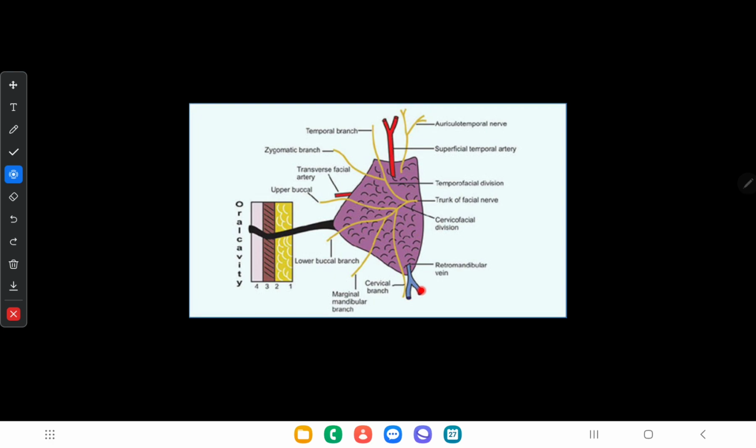So those are the structures that leave the gland from 4 different surfaces or 4 different areas of the gland. Here in this picture you can see the parotid duct, and it is 5 centimeters long. It drains the secretions of the gland into the vestibule of the mouth. It emerges from the anterior border of the parotid gland along with the branches of the facial nerve and crosses the masseter muscle.